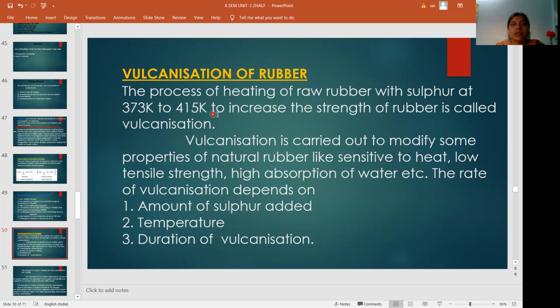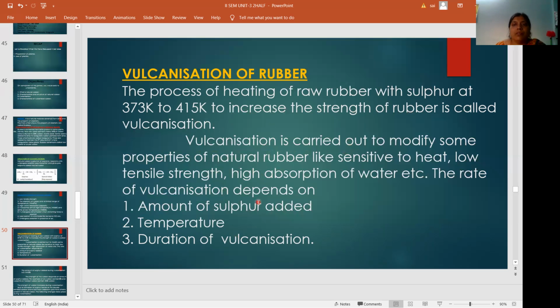So why are we doing this? To increase the strength of the rubber. Generally natural rubber strength is less. So to increase that, we are adding sulfur and heating at this temperature so that its strength will increase. That process is called vulcanization. One more question: what is vulcanization? The process of heating raw rubber with sulfur at 373 Kelvin to 415 Kelvin to increase the strength of rubber is called vulcanization. Vulcanization is carried out to modify some properties of natural rubber like sensitivity to heat, low tensile strength, high absorption of water, etc.